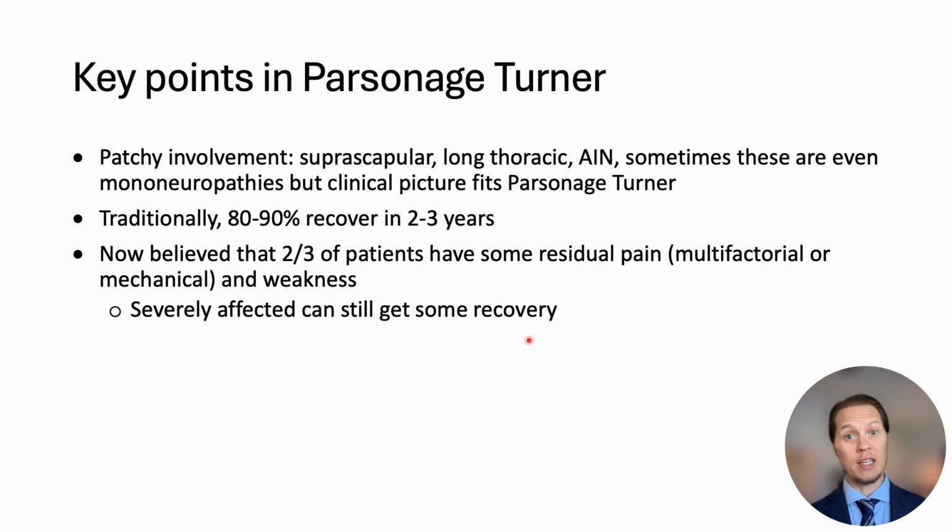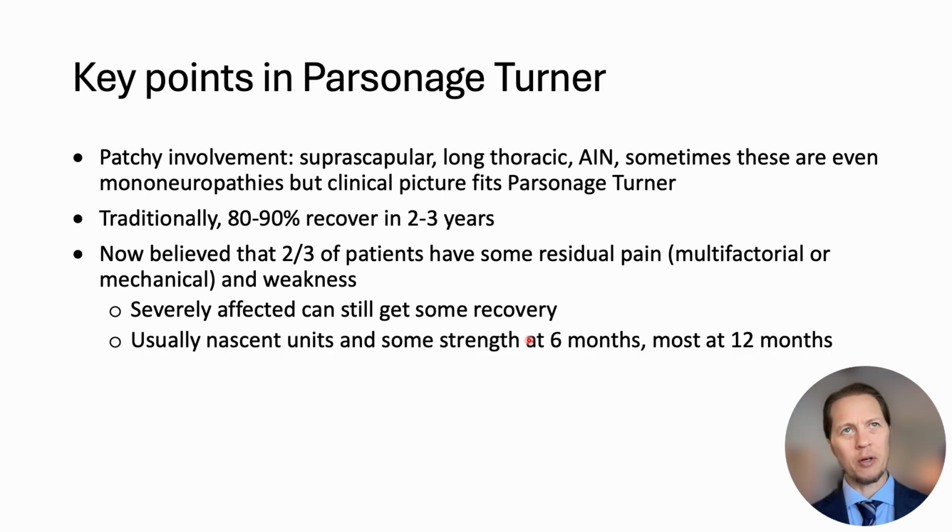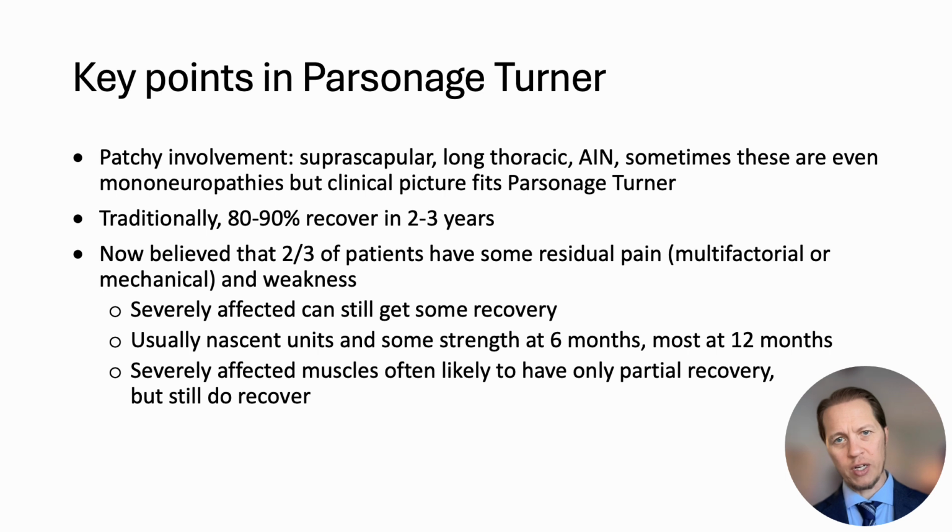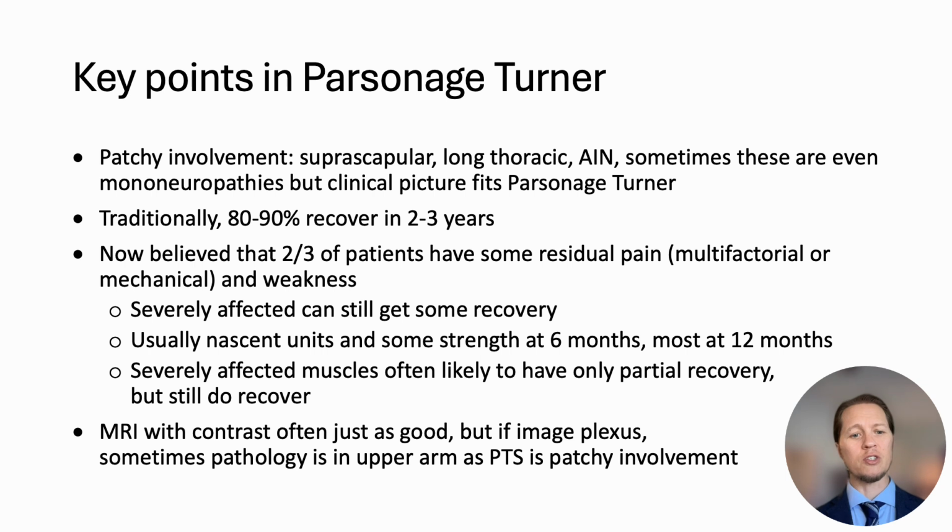Even the severely affected, as in this case, even though it's not Parsonage Turner per se, can get recovery. If they had long thoracic nerve being affected, they can start to get some recovery. It might be only partial, but there is some degree of recovery, even in severe cases of Parsonage Turner. Some people say, well, why expose them to EMG? If MRI is so good, why don't we get an MRI of the plexus? And you can, but if you get this patchy involvement and it's mainly distal muscles or farther down the arm, you're not really going to see anything with the MRI.